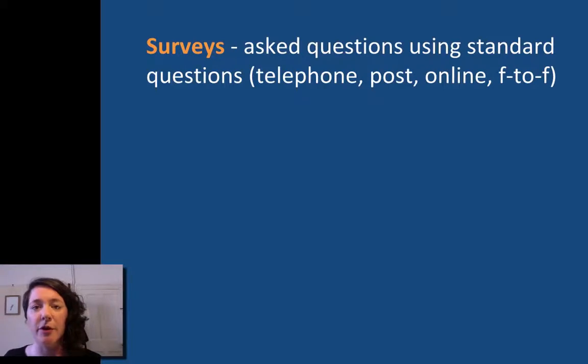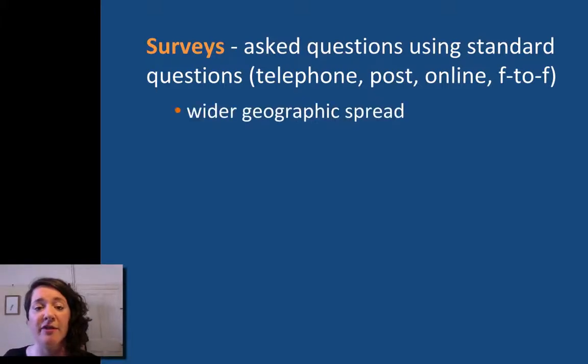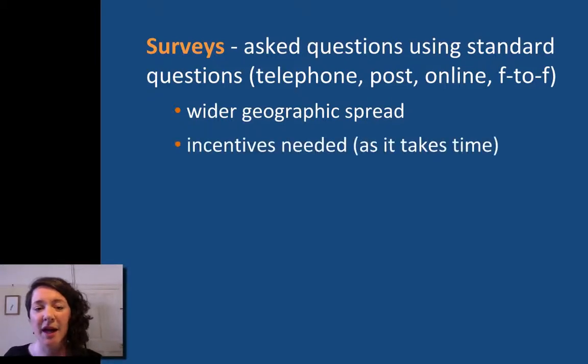Now, when we're thinking about primary research, it's probably useful to look at a few of these different methods so that we understand them a bit better. One that you may have encountered already is the idea of surveys. So this is where questions are asked using a standard set of questions, maybe over the phone or by post or online or face-to-face. This can give you a wide geographic spread, because you don't have to always be face-to-face with the person who you're surveying, and sometimes people will need some incentives to take part, because completing a survey can take time.